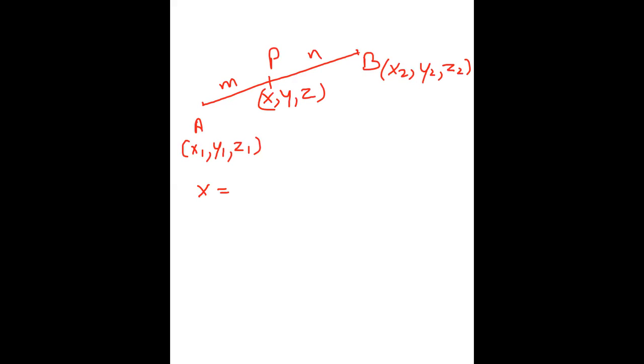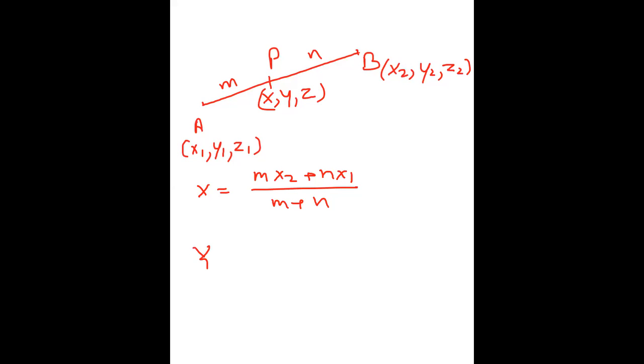A, B, a point P I am taking. A is with the coordinates x1, y1, z1, B is x2, y2, z2, and P is x, y, z. These x, y, z we need to find. Section formula, ratio m:n. So x equals mx2 plus nx1 upon m plus n. Hope you remember, it was also in class 10th.